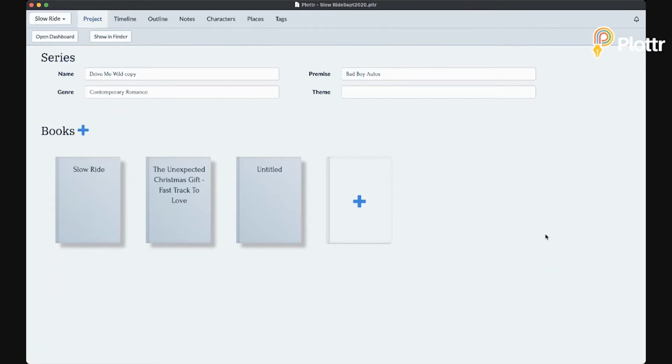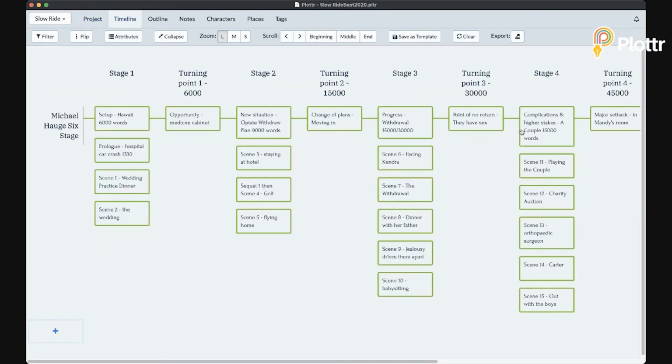So The Unexpected Christmas Gift is a Christmas novella coming out at Christmas. And then the next one is going to be Jason's book. So it's a great way of keeping all your series together. Oh, that's great. I was curious about that if this was a series, but it's great that you're also planning your series in Plottr. And I've got a historical series planned entirely in Plottr. The first book's coming out at the end of this year.